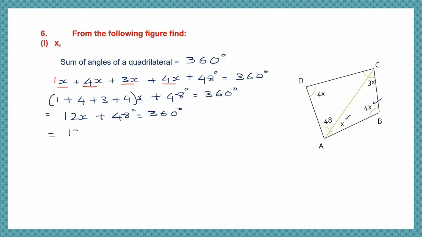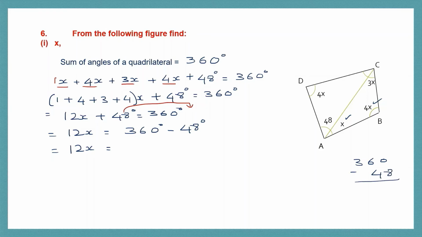Therefore, 12x will be equal to 360 degrees, and I'm transposing 48 to the other side, so it becomes minus 48 degrees. Let's find the value of 12x first. So 360 minus 48. Let's subtract. Here we need to borrow. 10 minus 8 is 2, 5 minus 4 is 1, and then 3. So I have 312. So 12x is 312.